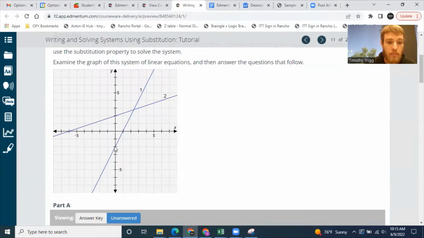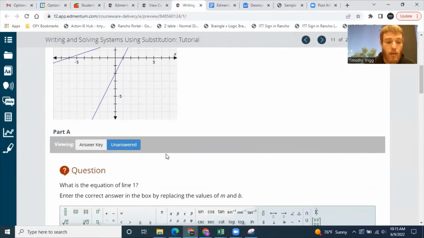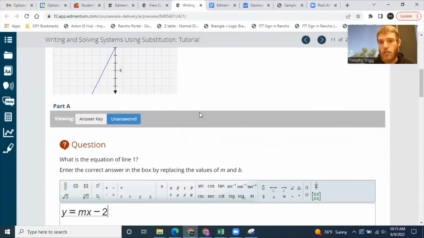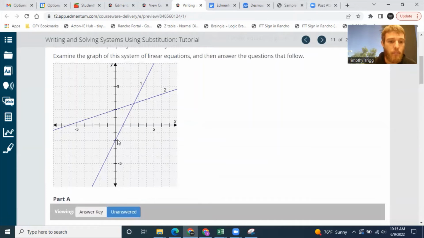Well, the y-intercept is where the line crosses the y-axis. So in this case, our y-intercept is -2. That's the value of our b. So we're going to put -2 here. The b is the y-intercept. So in this case, for line 1, the y-intercept is -2.